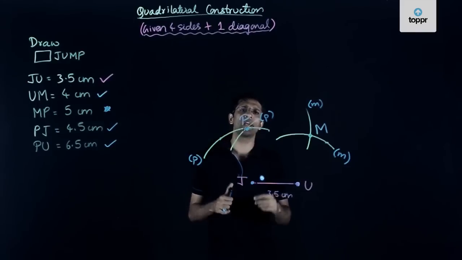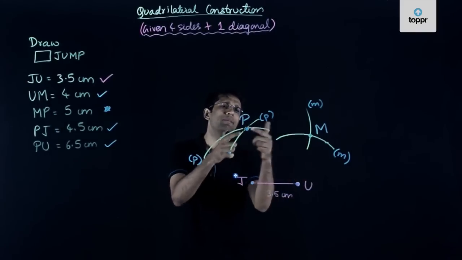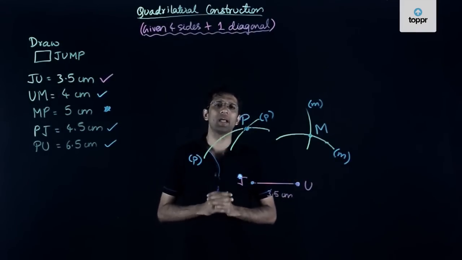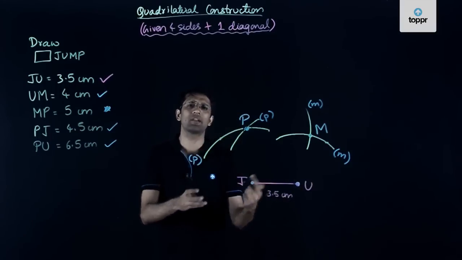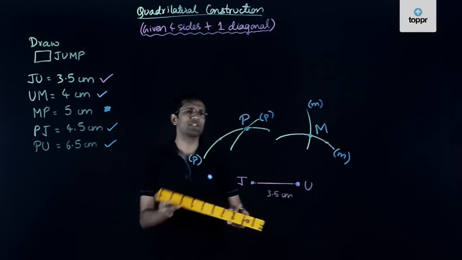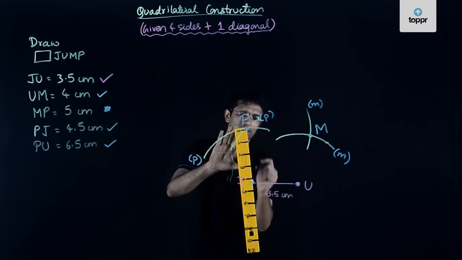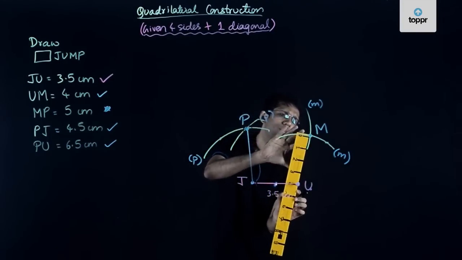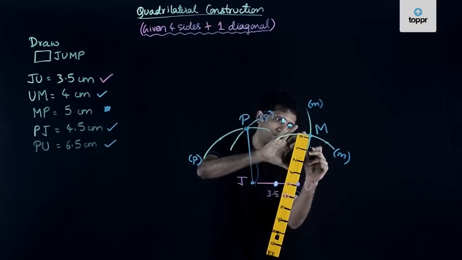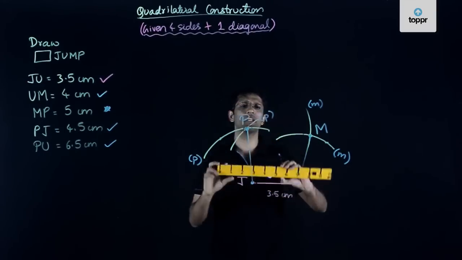So now I have located the four vertices J, U, M and P of the quadrilateral JUMP that we were required to draw. And now I can simply join these four vertices and get the quadrilateral. So now I can join the points P and J. Next I can join the points U and M. And likewise I can also join the points P and M.